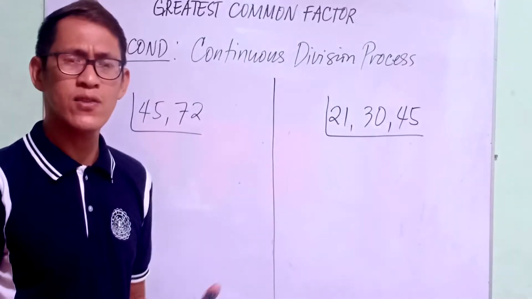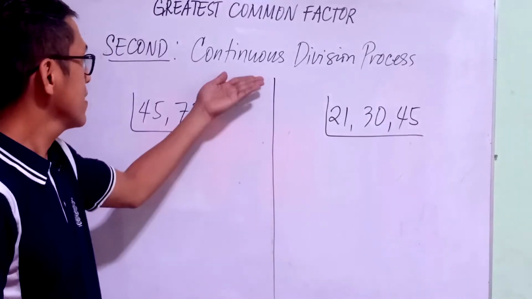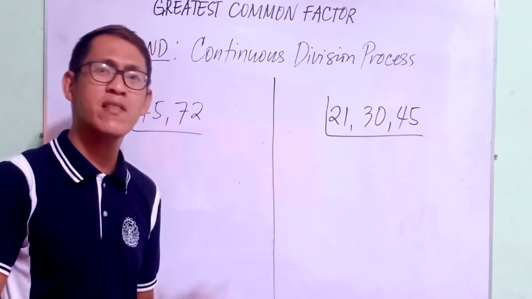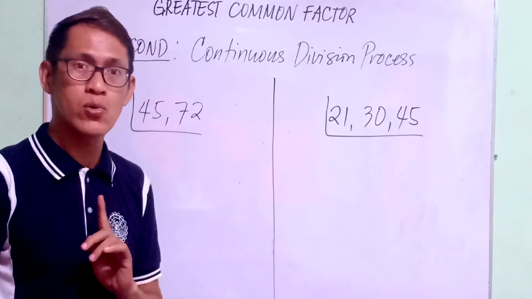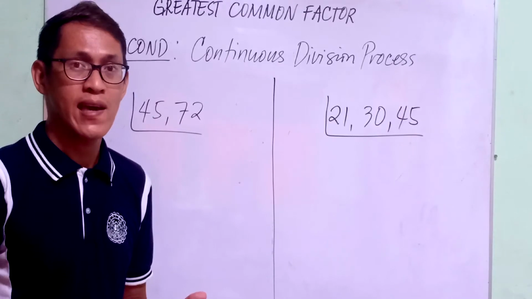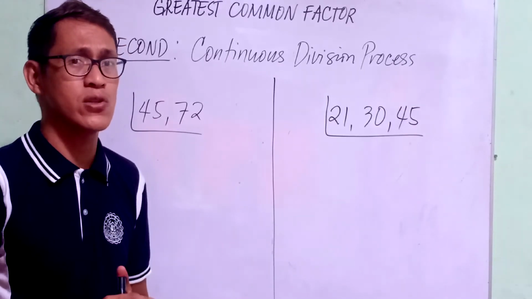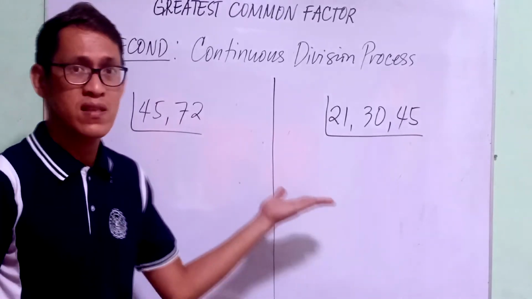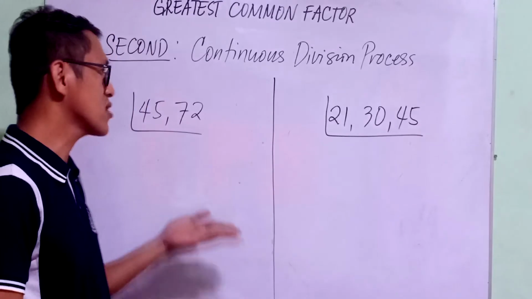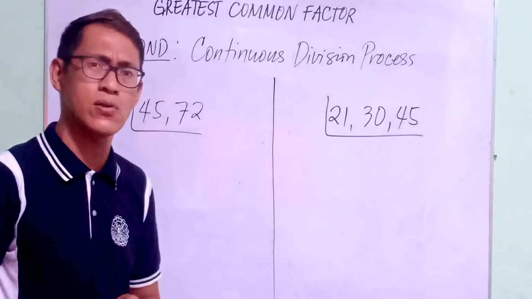Let's have the second way how to get the greatest common factor, and that is the continuous division process. So here, you simply divide the numbers. Be sure there are no remainders. I hope you watched my video on divisibility rules, because we can use divisibility rules here for an easy solution. Okay, let's start with 45 and 72. Let's start with divisibility by 2.